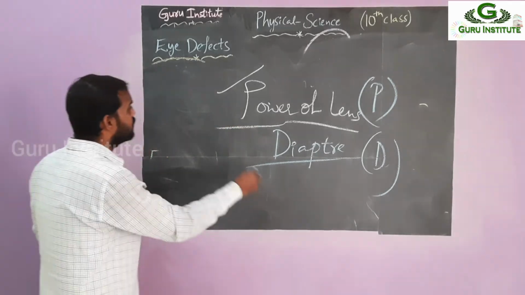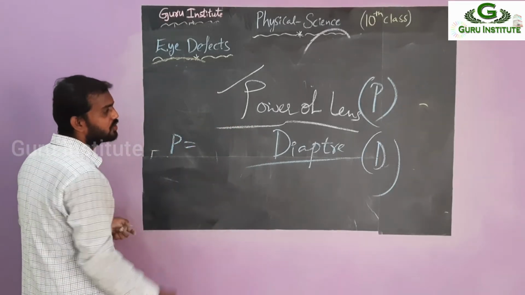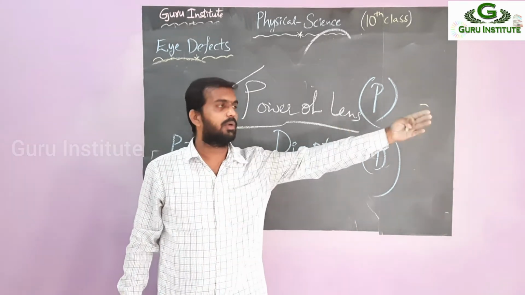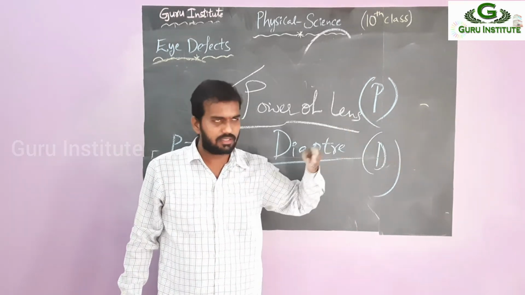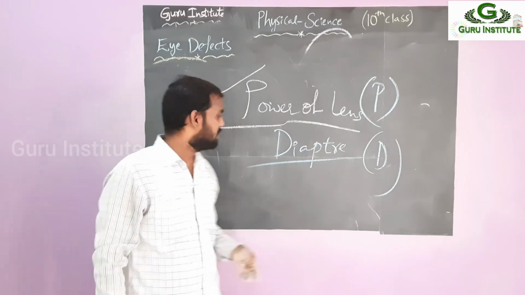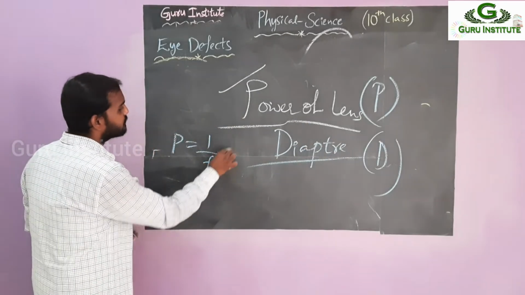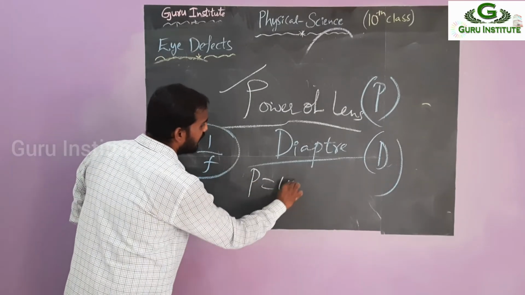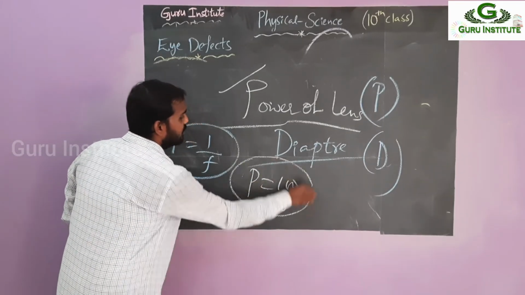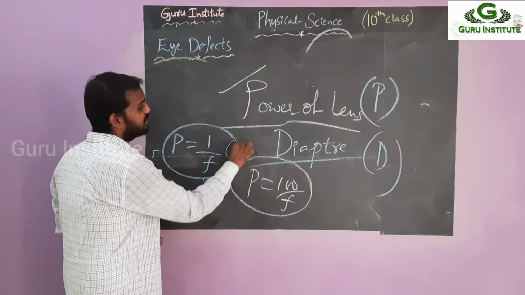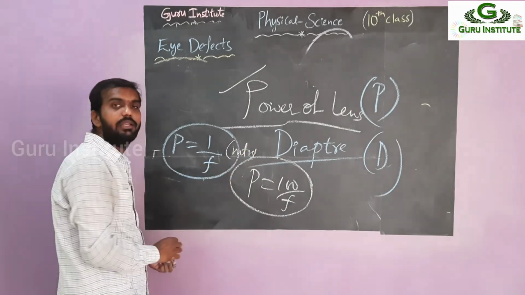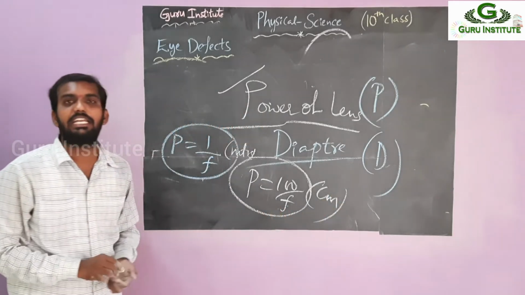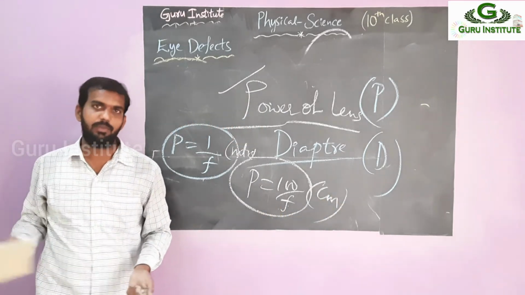So the power P, the diopter, depends on the focal length. If the object is a little farther, more focal length is required. If it is a little nearer, the focal length is less. So P is equal to 1 by F, where F is in meters. Or otherwise you can use P is equal to 100 by F, where the focal length is in centimeters.